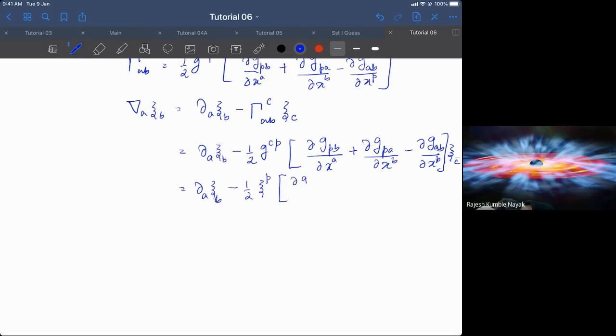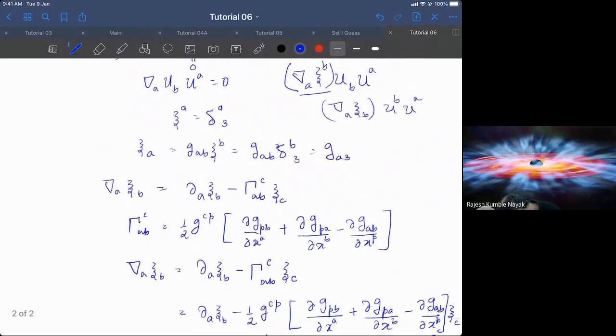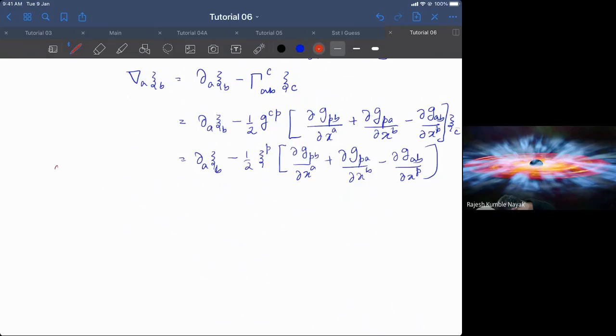Now you have three quantities here: PB xi x a plus GPA xi x b minus GAB xi x p. Now you see that from the assumption which we made, we assume that G_AB,C xi^c is equal to 0. So which is assuming that the directional derivative of the metric along the vector xi is 0. This is not a covariant derivative, it's a partial derivative. Covariant derivative of the metric is 0, so there is no need to worry about it. So we get that to be 0, and that goes away.